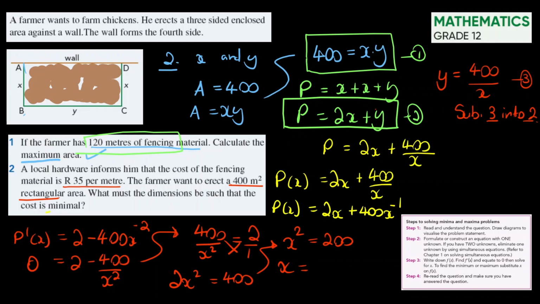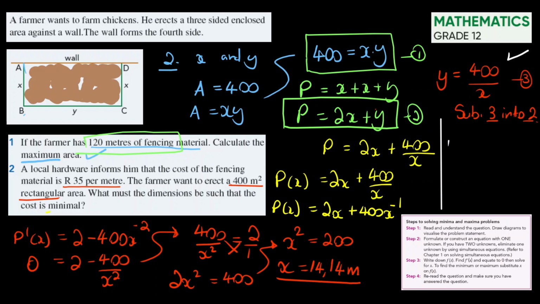So the square root of 200 will give us, and I'm looking for only the positive answer because my dimensions need to be positive, 14,14 meters. But this is only the x dimension. So how do I get my y dimension? I get my y dimension by taking the x value I calculated and substituting it into my equation 3. So let's go ahead and do that. I'll be substituting it into equation 3.